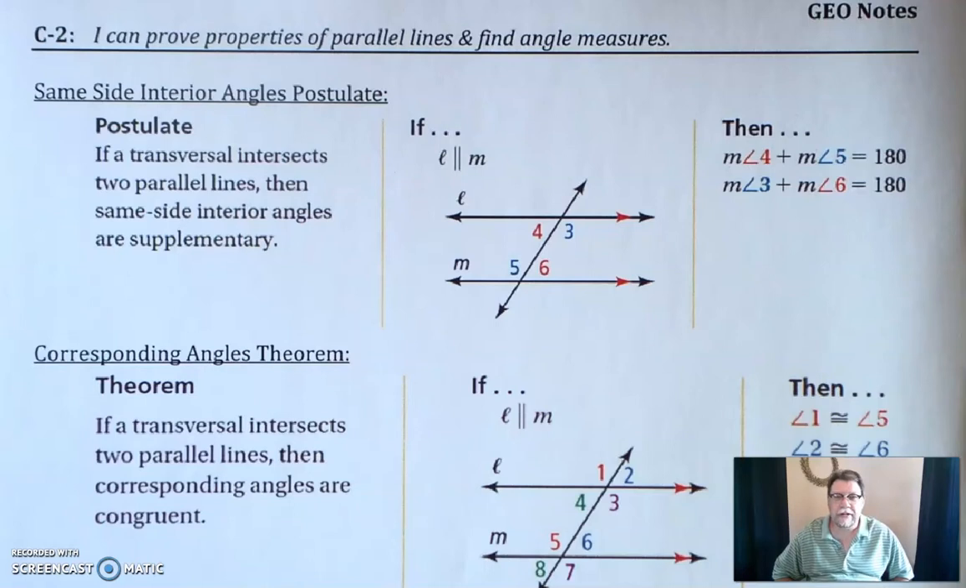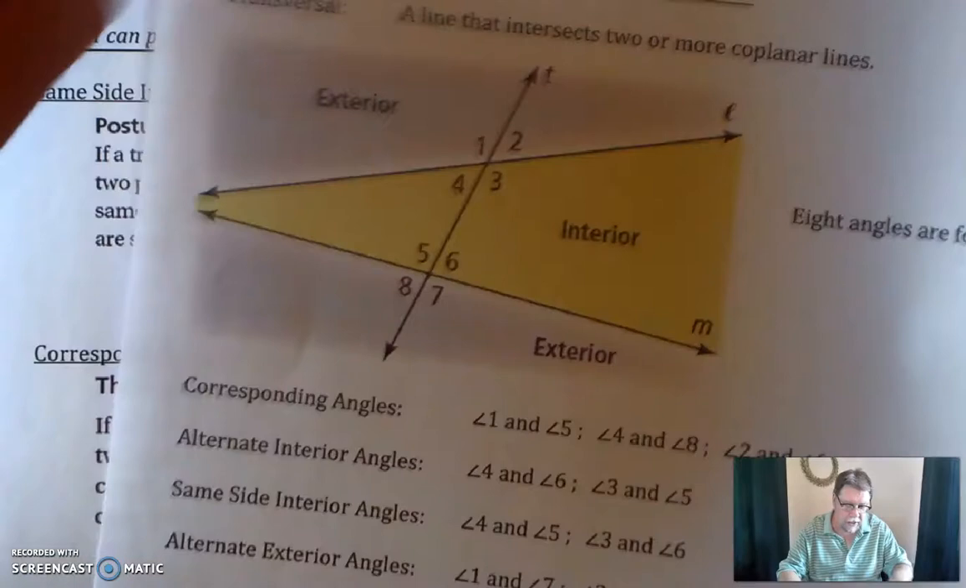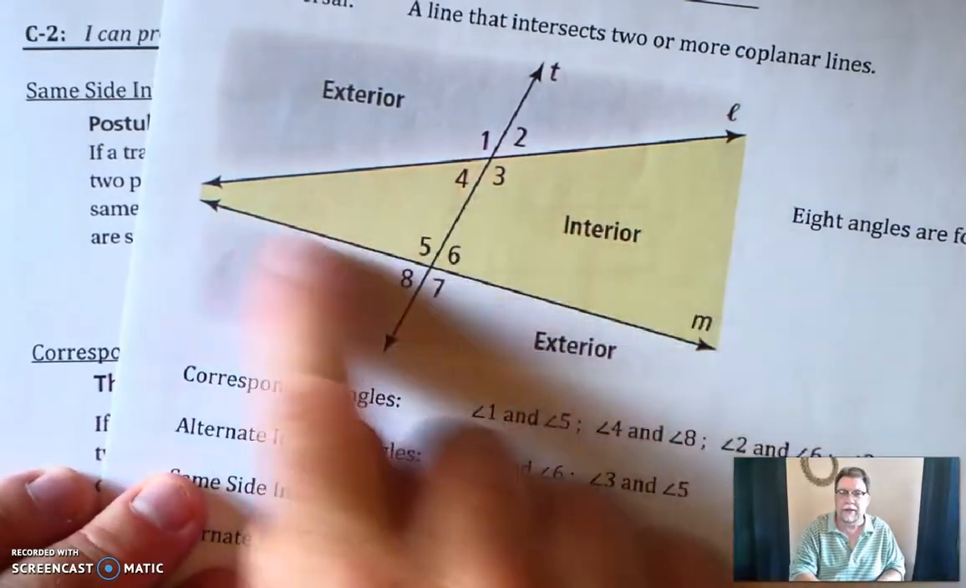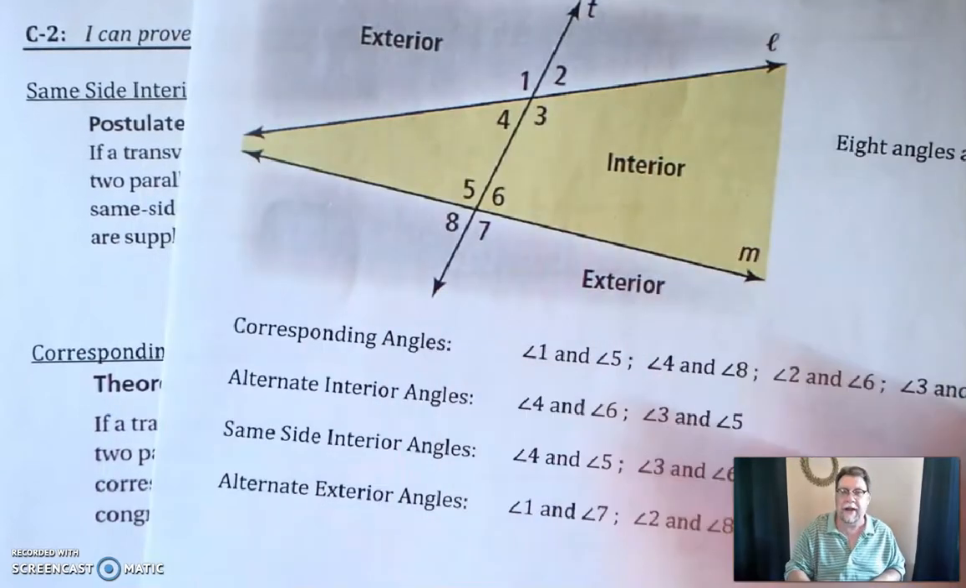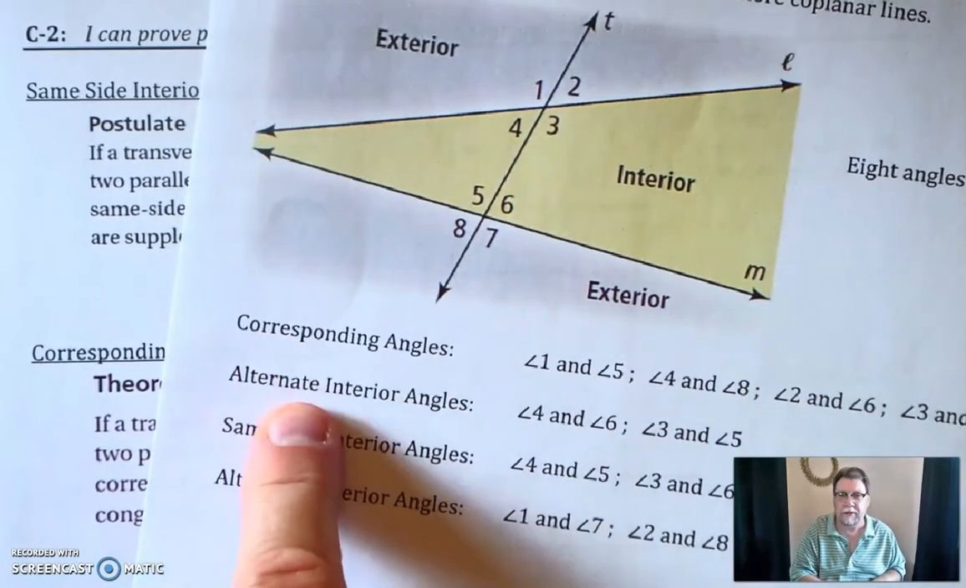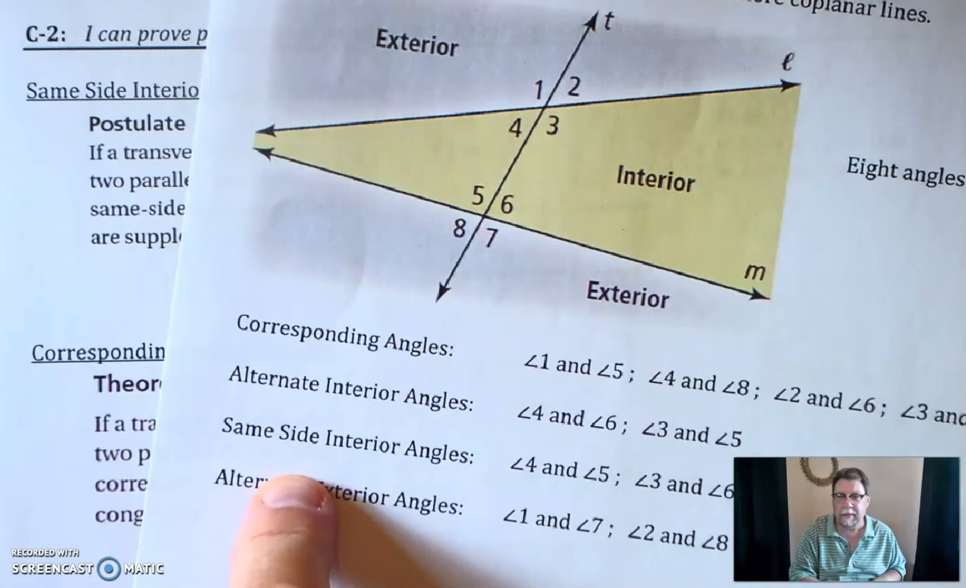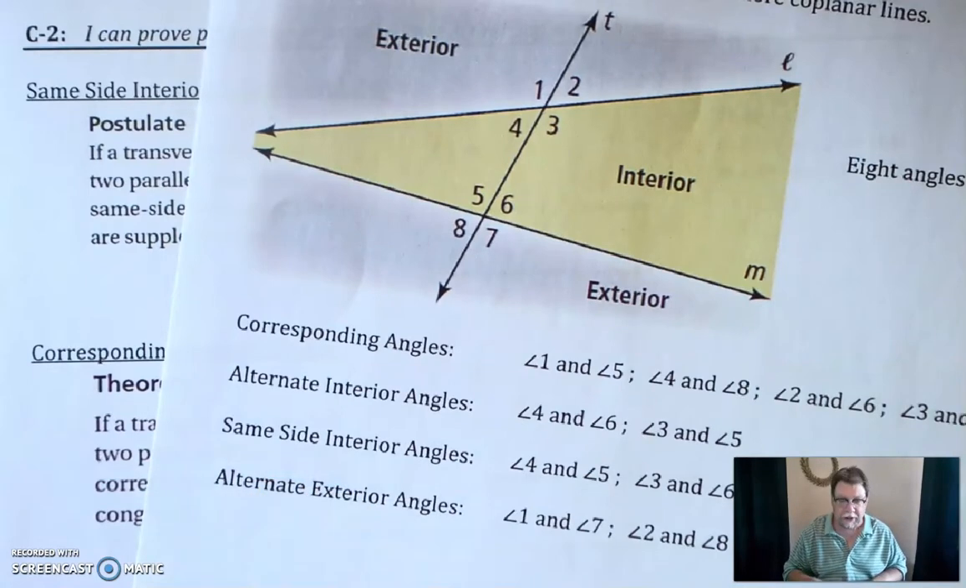Here are the notes for section C-2. We're going to look at parallel lines and a transversal that cuts through them. Last time we met, I showed you these notes. I showed you two lines and then they were cut by a transversal, and we talked about the different types of angles that are formed. Corresponding angles, alternate interior angles, same side interior angles, alternate exterior angles.